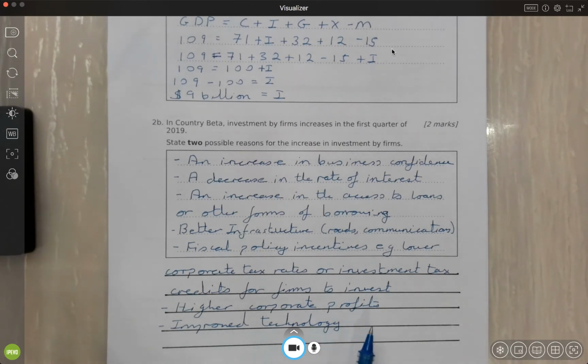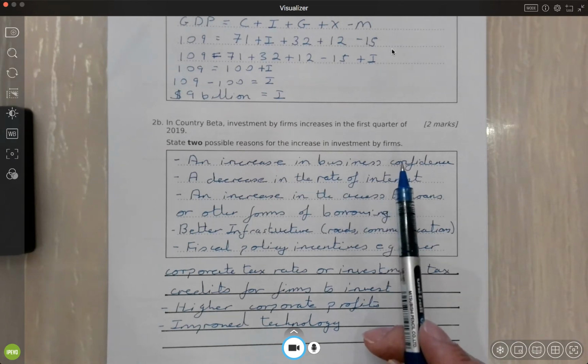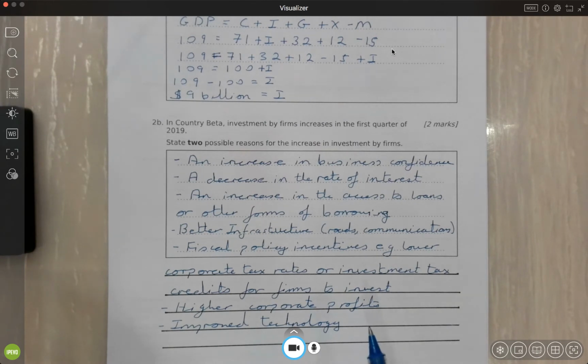If there's higher corporate profits, well then if they're earning more money, most likely their business confidence is high, and also if they're earning more money, higher profits, they have more money to plough into the production of capital, which is what investment is from a macroeconomic point of view.